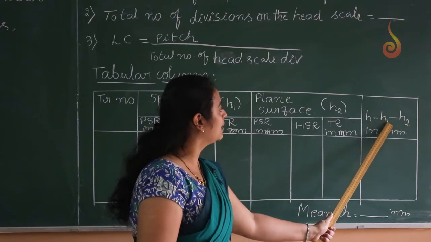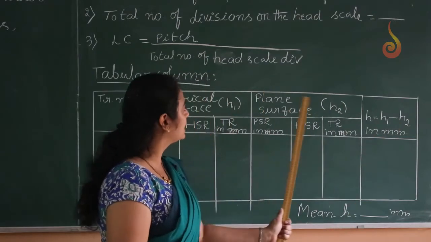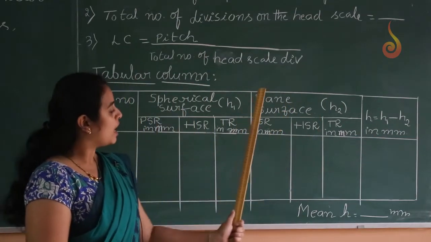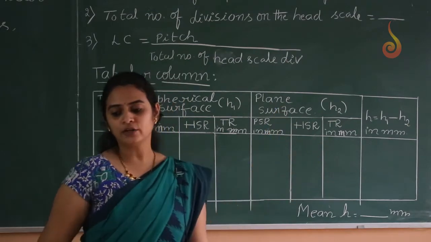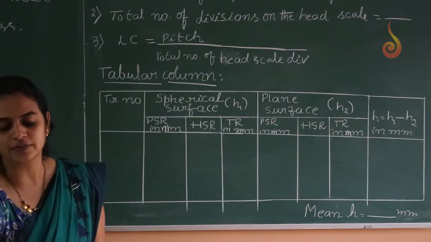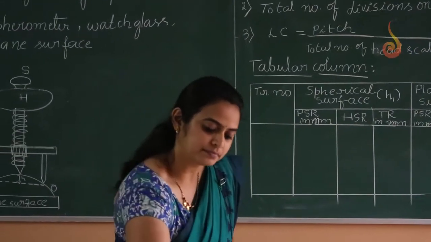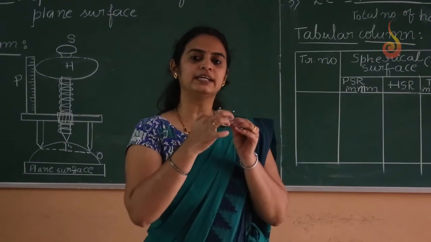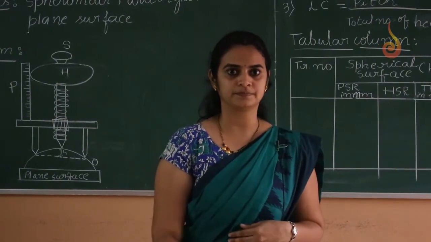H1 is the total reading for the spherical surface and H2 is the total reading for the plane surface. After that, we have to find the mean H value. And to find the radius of curvature of this spherical surface, we have to find the distance between these legs. That I will explain in the later stage.